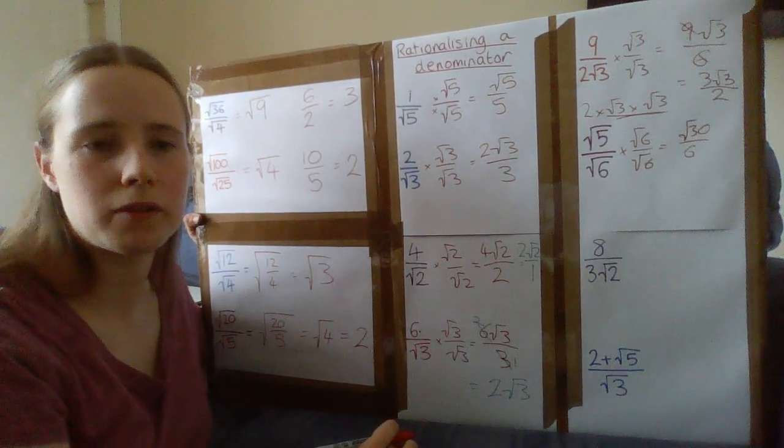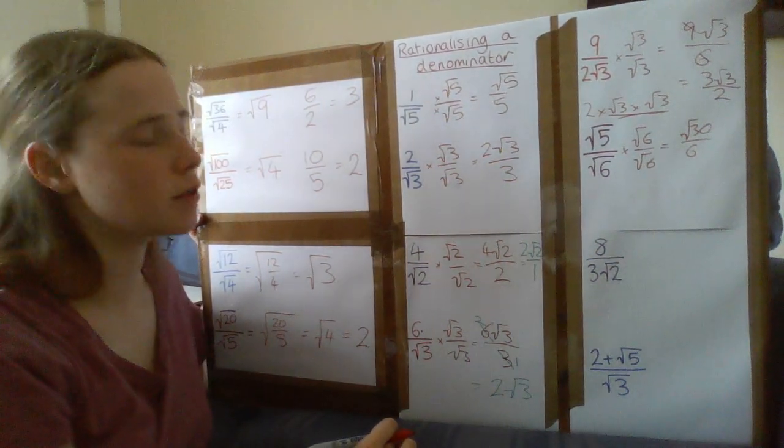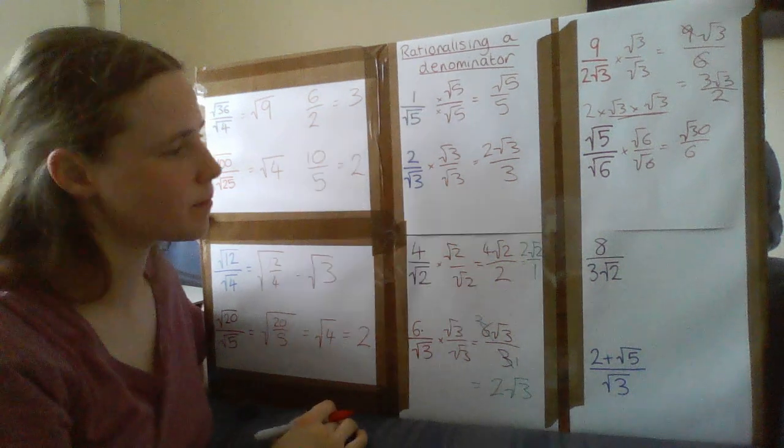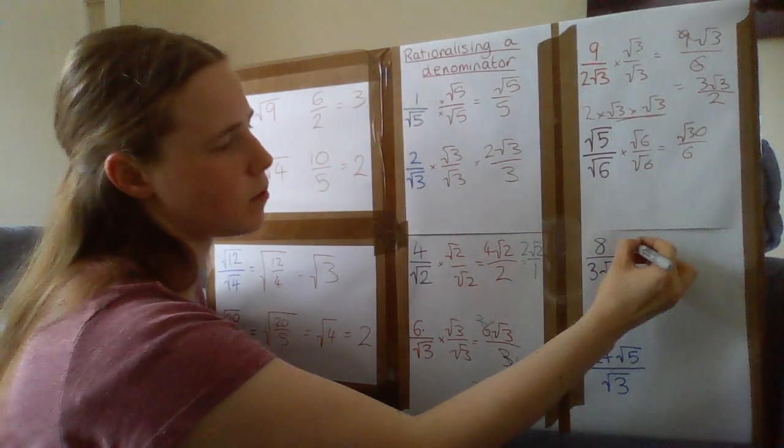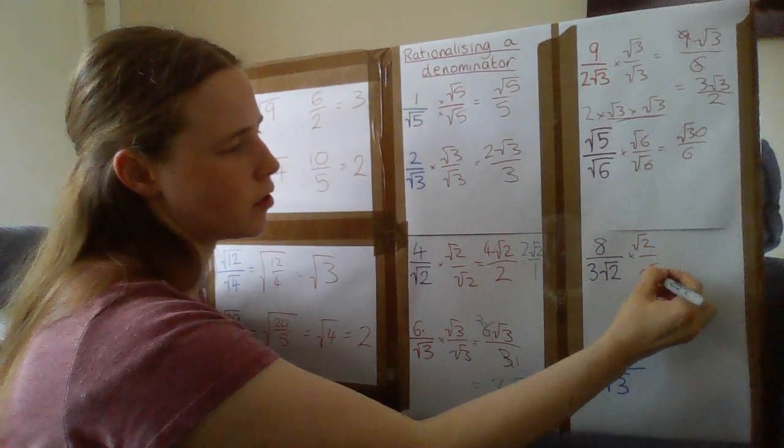Okay, I can't simplify root 30 down because there are no square numbers that are factors of 30, so I leave it at that. Next one, I'm timesing top and bottom by root 2.